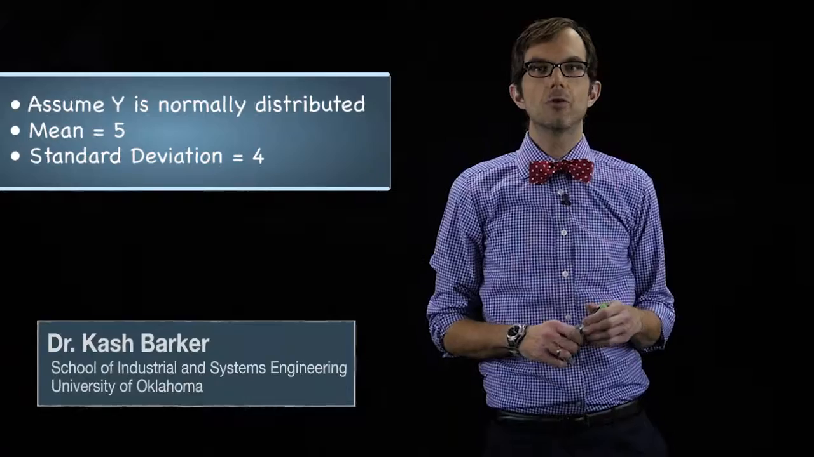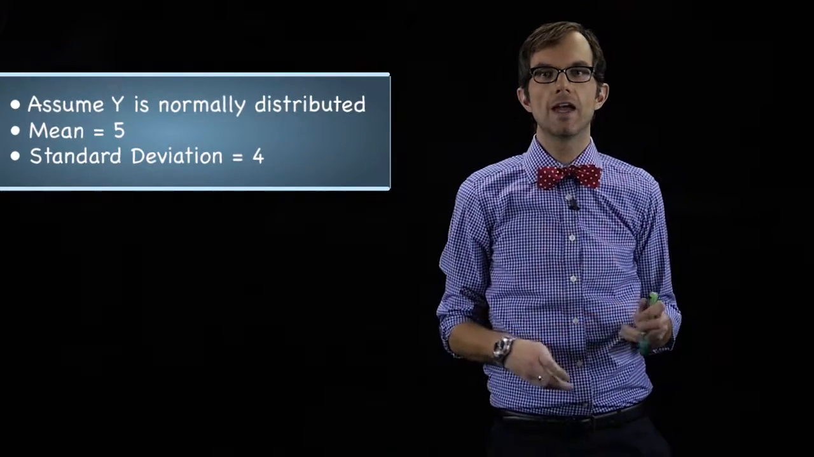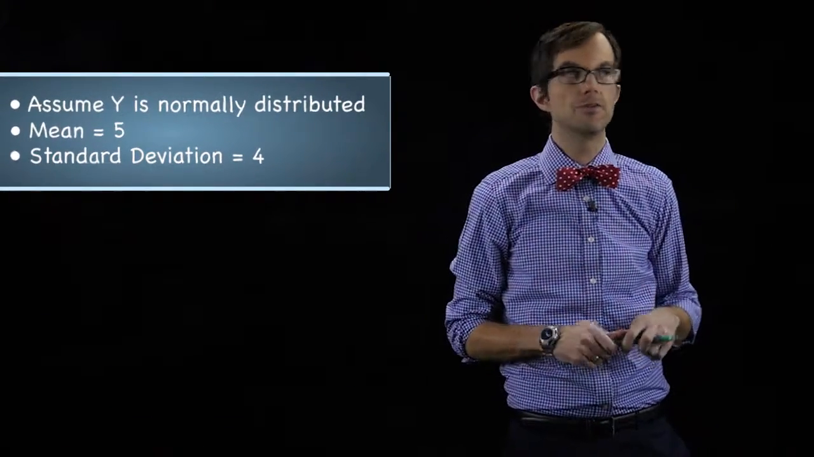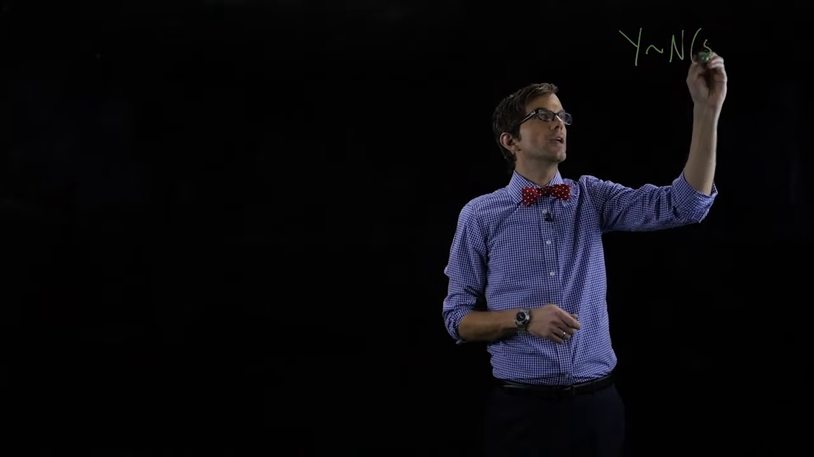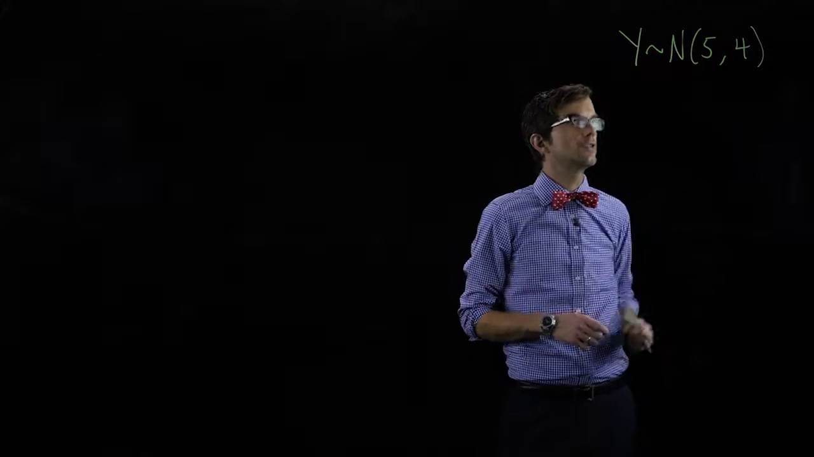Okay, let's mix it up a little bit. And now let's give somewhat of a word problem. Assume that y is a normally distributed random variable with a mean of 5 and a standard deviation of 4. Okay? So y is normally distributed with a mean of 5 and a standard deviation of 4.